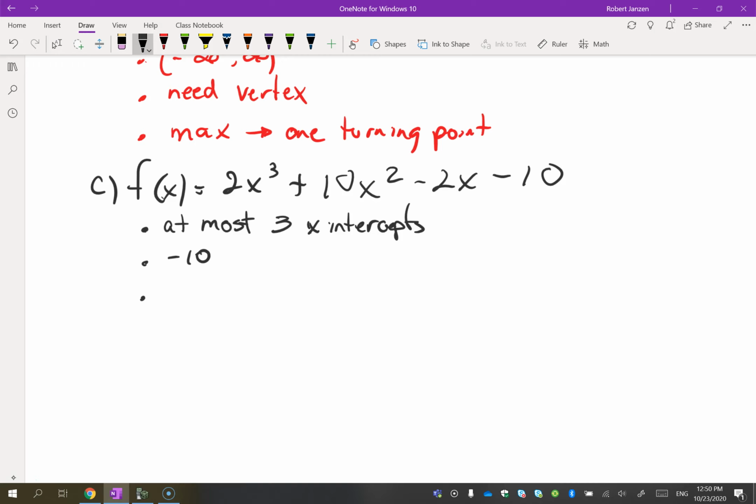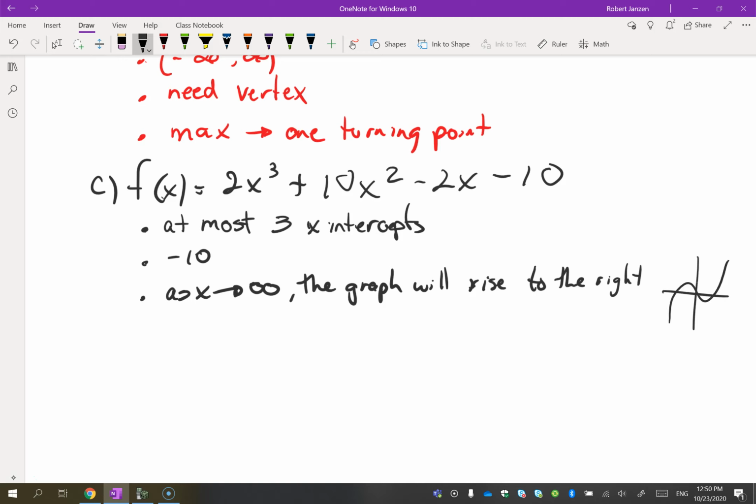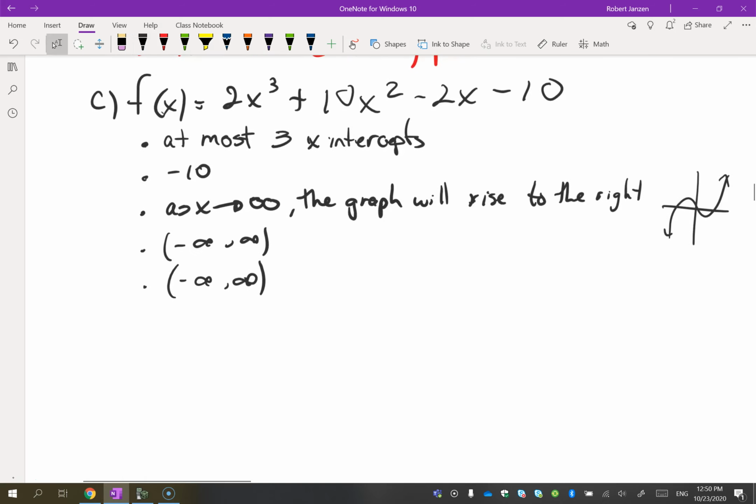Well, it has a positive x cubed. So as x approaches infinity, the graph will rise to the right. So you already know this graph's going to look something like that. Okay, the domain, negative infinity to infinity. Range, negative infinity to infinity. And this will have at most 1 max and 1 min.